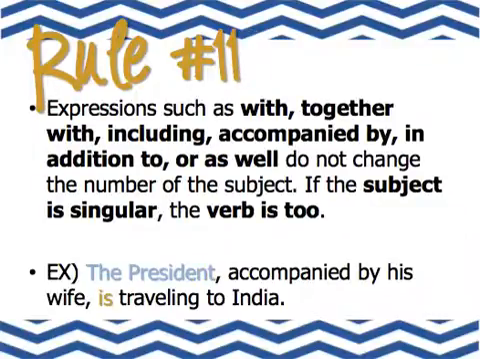And our last rule, number 11, expressions such as with, together with, including, accompanied by, in addition to, or as well do not change the number of the subject. If the subject is singular, the verb is too. So the president, accompanied by his wife, is traveling to India. Even though the president with his wife is more than one person, because it's one of those phrases, accompanied by, we're just going to use the singular verb is.